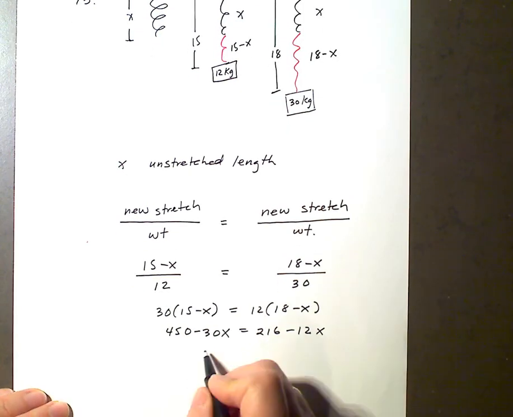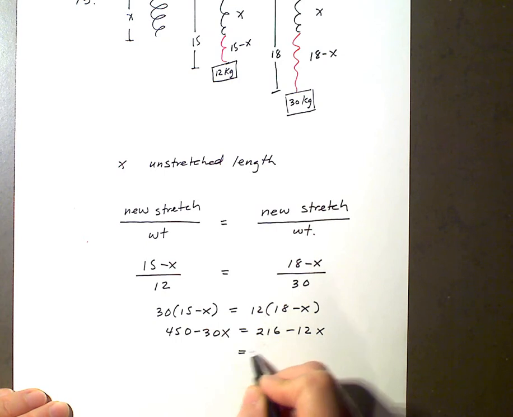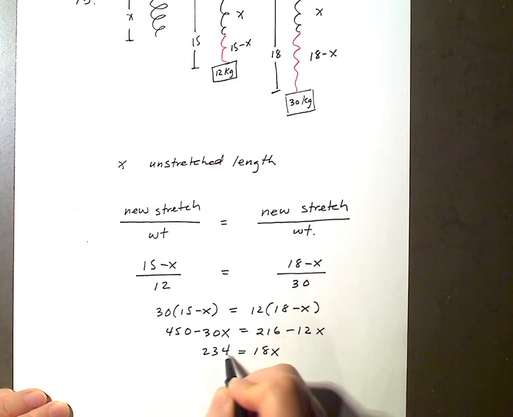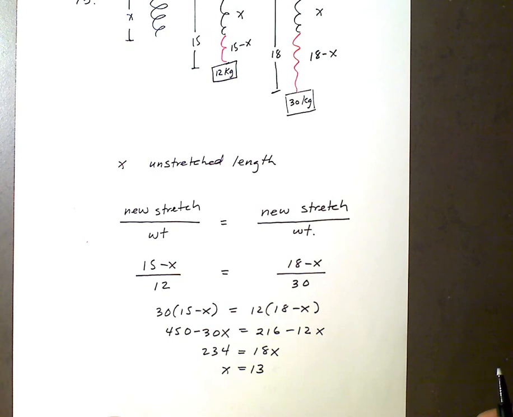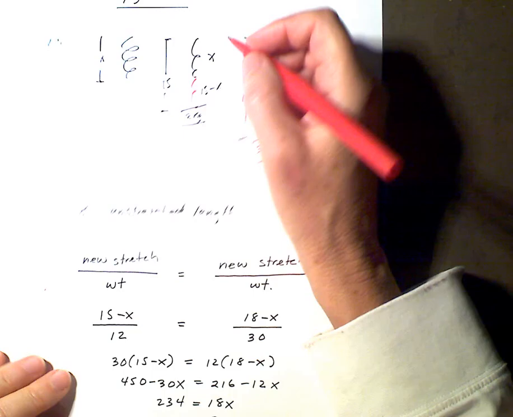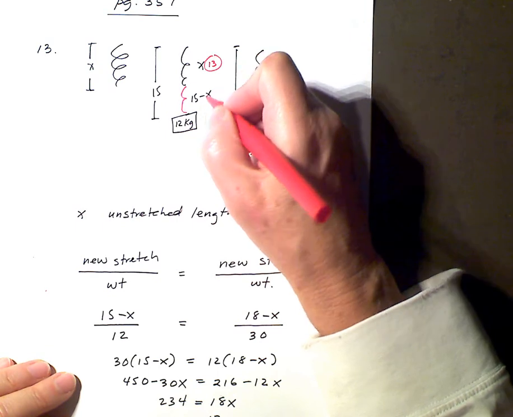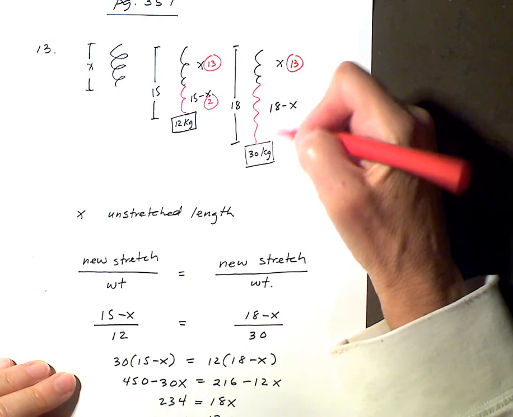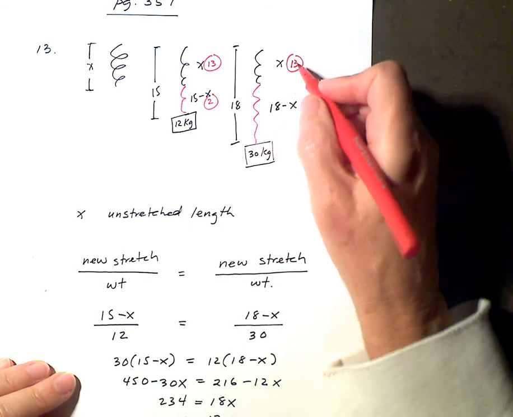So on here, if I'm going to add 30X to both sides, I'll have 18X, and subtracting 216 is 234. So X, the unstretched length of the spring, is 13. So 13 centimeters unstretched. That's when zero weight is on that spring. So if that's so, then if this is 13, then this new stretch here is 2. If this was 13, then the new stretch here is 18 minus 13, or 5.